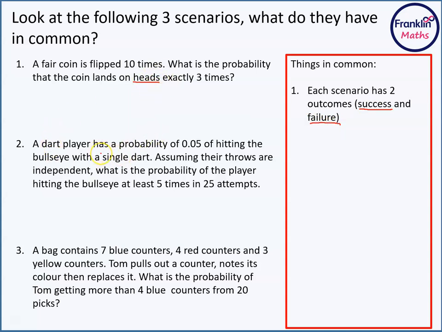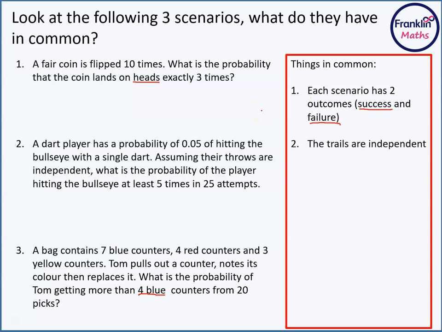For scenario 2 here, the two outcomes are hitting the bullseye and not hitting the bullseye. There's nothing in between. And for the bottom one here, obtaining a blue counter would be a success. Not obtaining a blue counter would be your failure. Okay, so each one has two outcomes, and all these are traits of the binomial distribution.